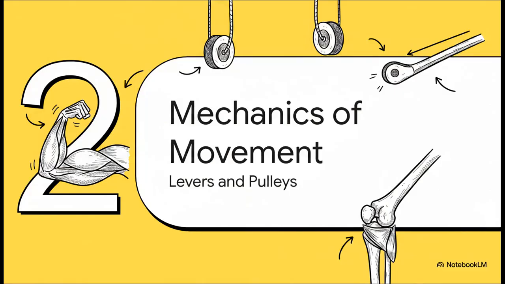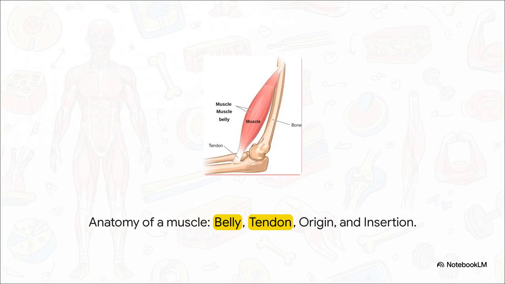Section 2. The mechanics of movement. So, how do these microscopic tissues actually manipulate the skeleton to create movement? And this brilliantly illustrates the basic mechanical principle at play here. Every skeletal muscle features a few key parts. The belly is the fleshy, contractile part of the muscle. This belly is anchored to your bones via strong, rope-like connective tissues called tendons.